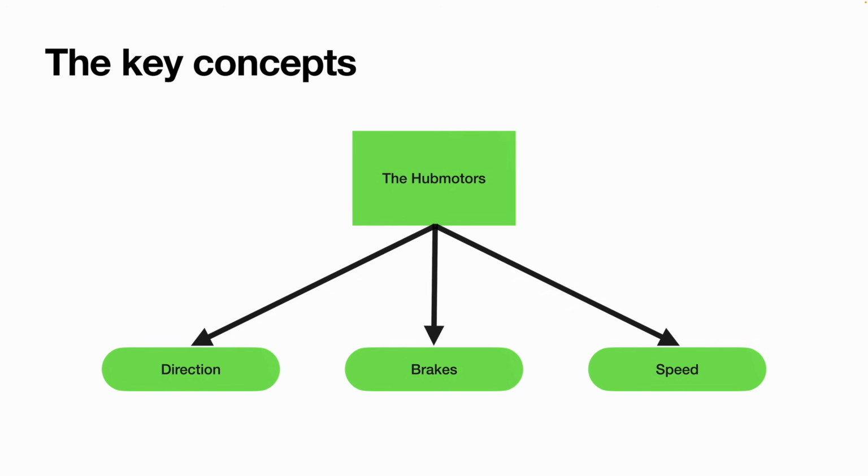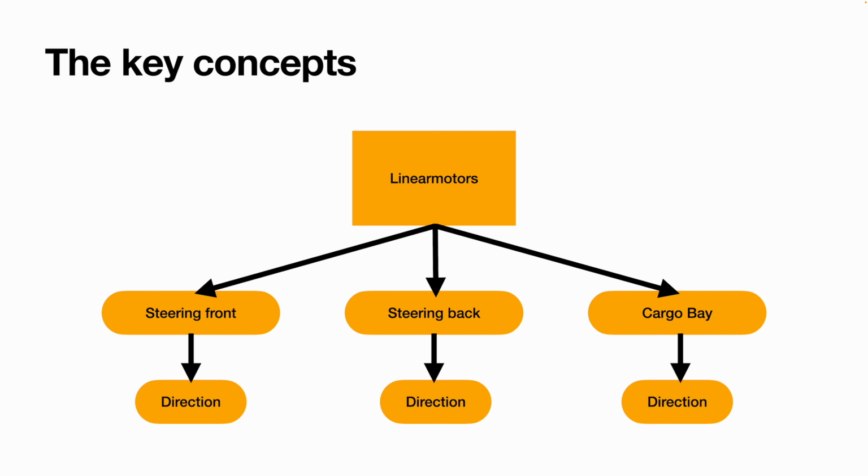Let's look at the hub motors. The code exists only to control certain functions and variables. In hub motors, the things that can be controlled are the direction, the brakes, and the speed. Same thing goes for the linear motors, where the 3 different motors can be controlled. We have the steering in the front, the back, and we also have the cargo bay. And let's not forget the lights.